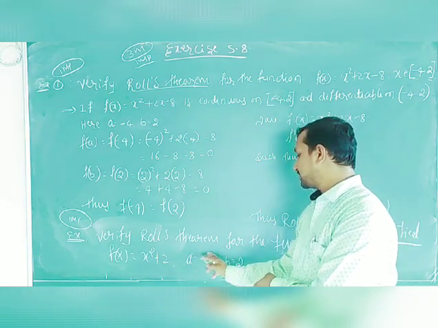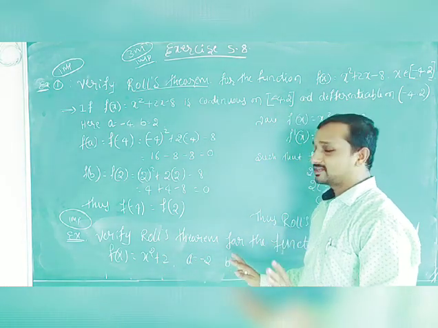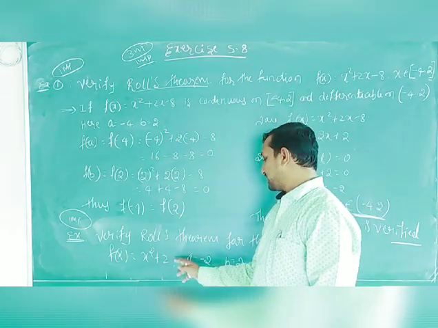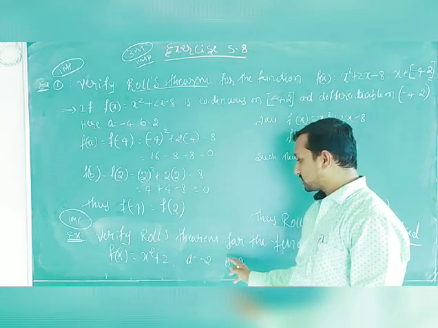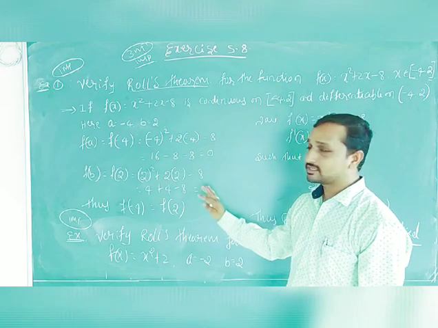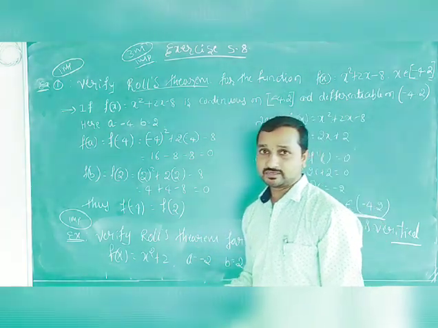Suppose c does not belong to the open interval minus 2 comma 2, then Rolle's theorem is not verified. If c belongs to the open interval minus 2 comma 2, then Rolle's theorem is verified. It's clear that these two examples are very important. Okay, write down this.